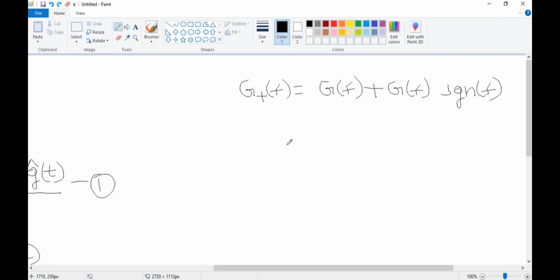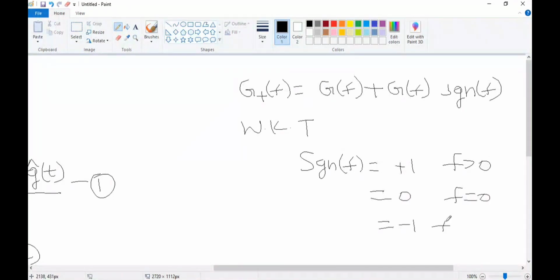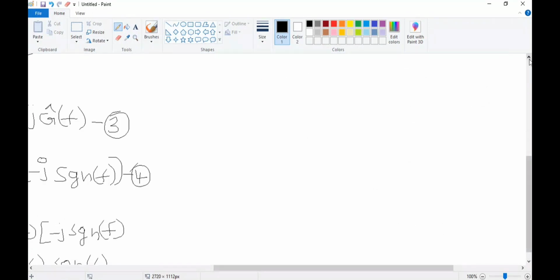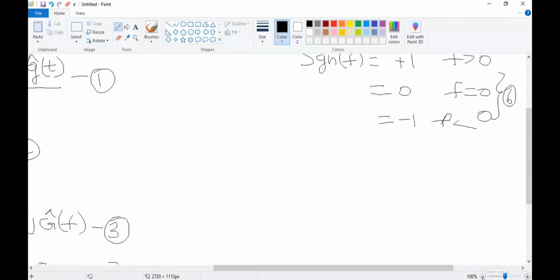Okay, so what happens? Signum of f, you know that signum of f is equal to, I'll write it on the left side, plus 1 for f greater than 0, equal to 0 for f equal to 0, and equal to minus 1 for f less than 0. So the same thing I'll substitute in this equation. This let me name as 5, and this I'll name as 6. Substitute 6 in 5.